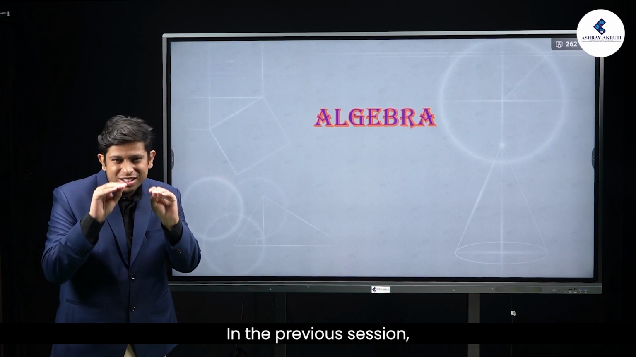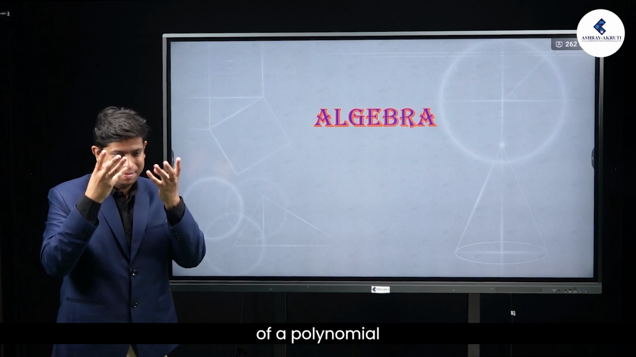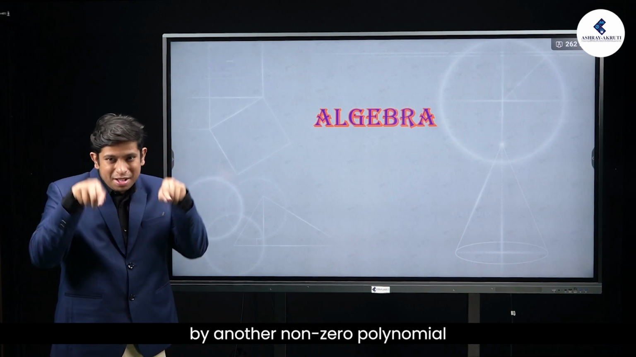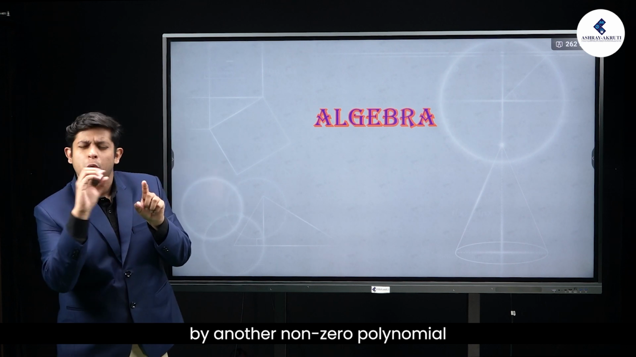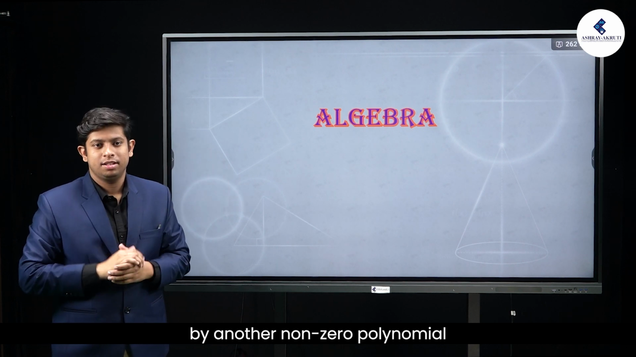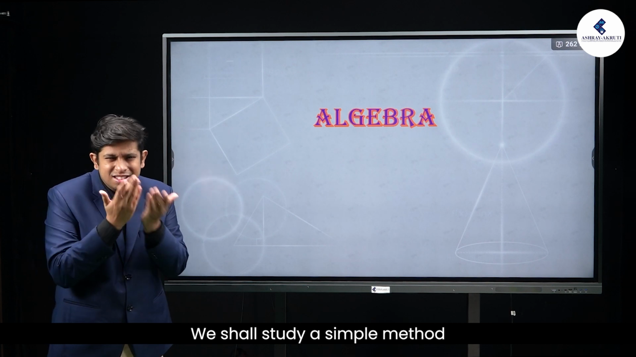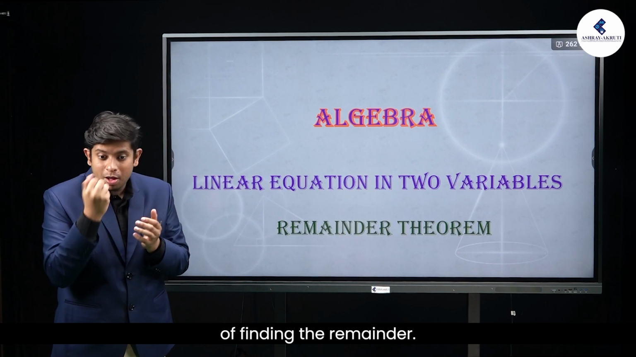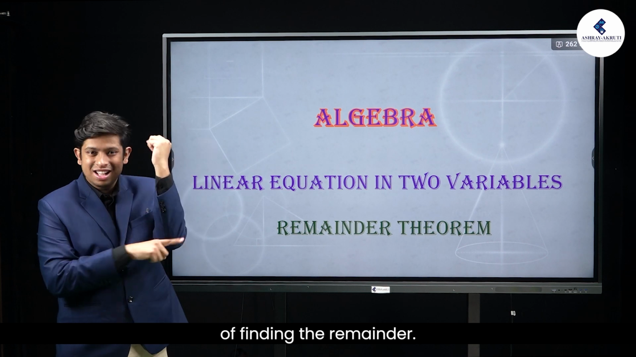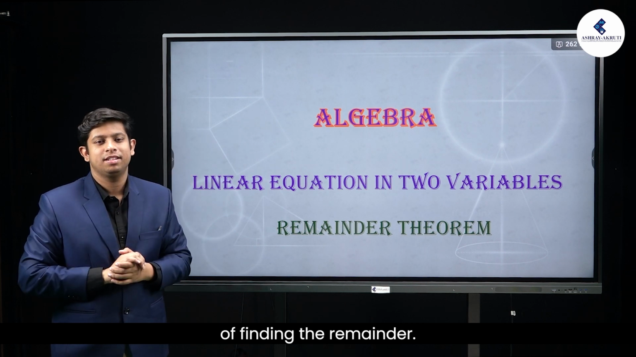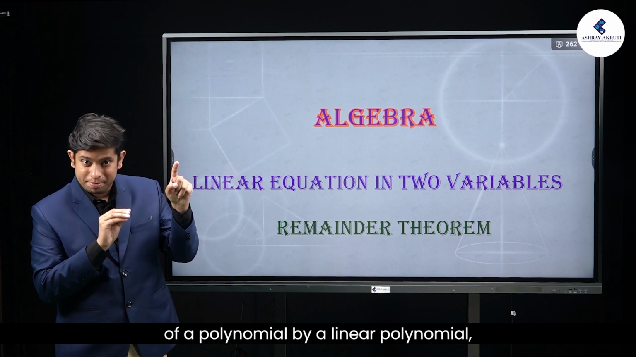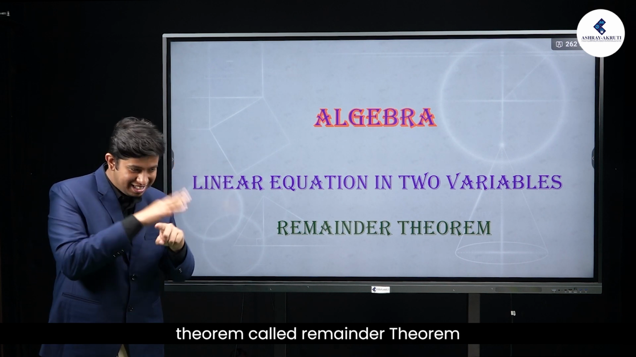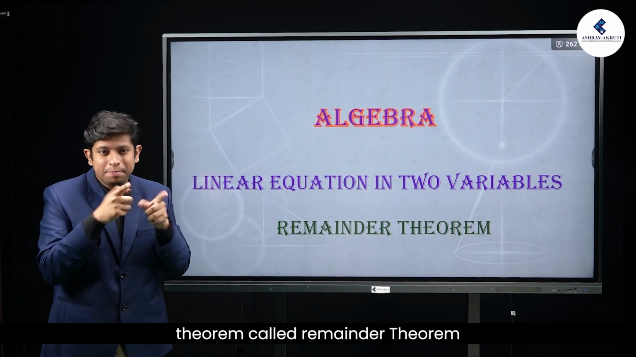In the previous session, we have learned the division of a polynomial by another non-zero polynomial. In this session, we shall study a simple method of finding the remainder. In the case of the divisibility of a polynomial by a linear polynomial, we use a well-known theorem called remainder theorem.